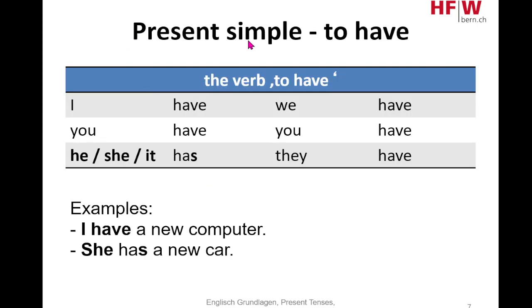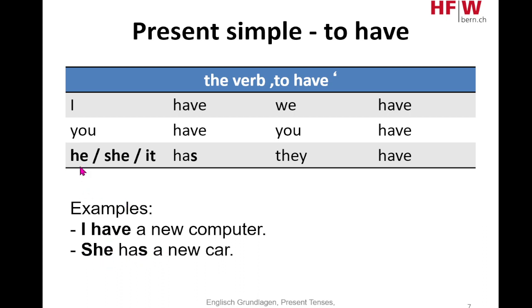So one more, present simple to have. So the verb to have. How about have? I have, we have, you have, they have. He, she, it has. So only he, she, it is different from the other subjects, used with has, and other subjects are used with have. For example, I have a new computer. So you use I have, not I has, which is incorrect. So I have a new computer. That is a correct sentence.